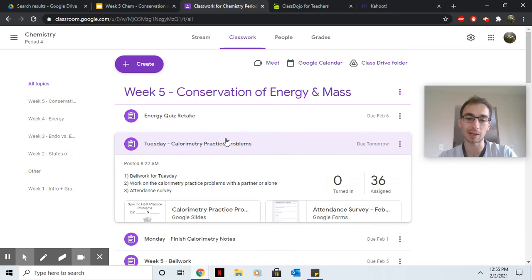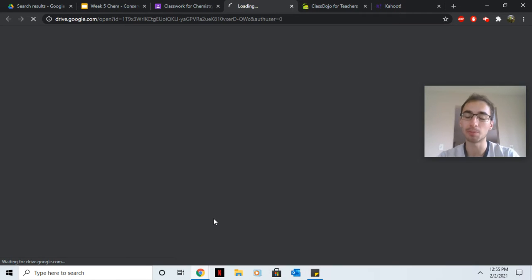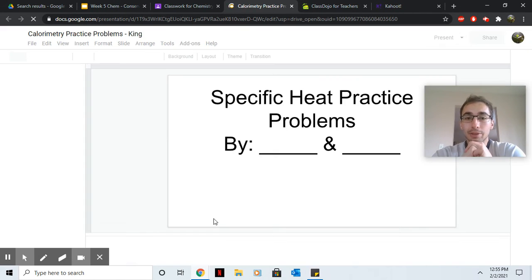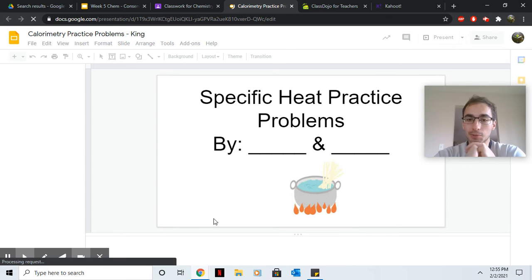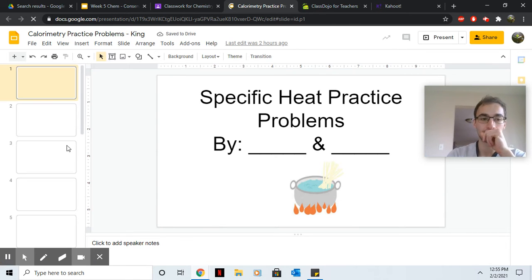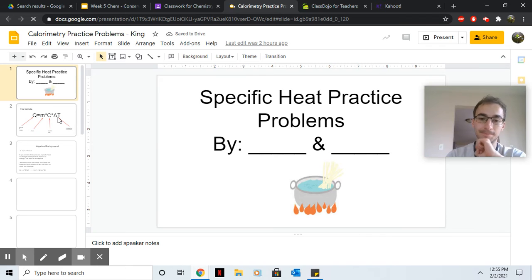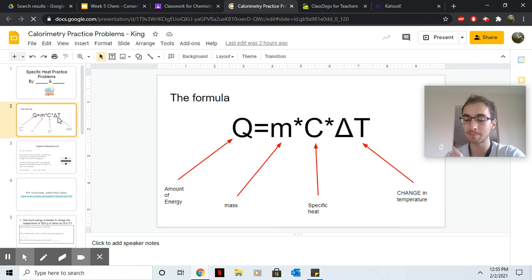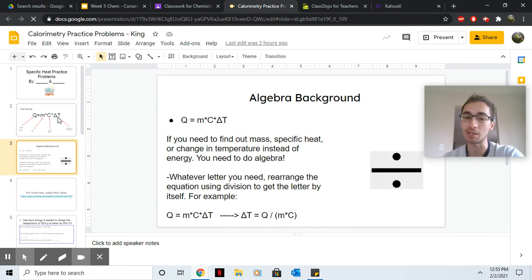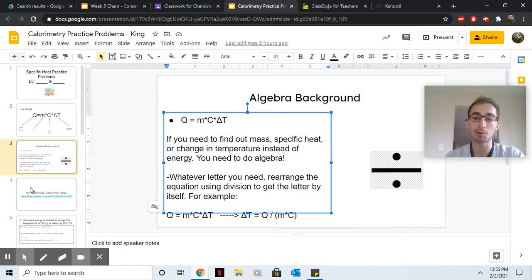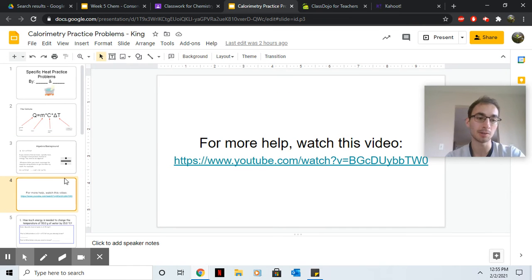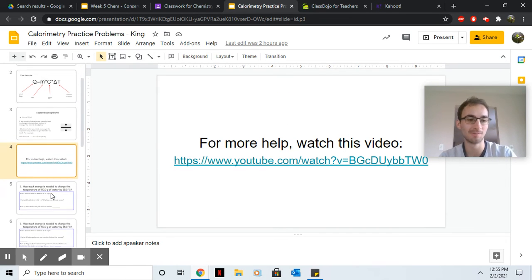Tuesday, calorimetry practice problems, and open it up. You can work with a partner for this one. We're going to do the first one together. So just a reminder, here's the equation, and here's any advice if you need to rearrange the equation if you're not just solving for Q. And if you need more help, I also posted a Khan Academy video, trying to support the other channels.